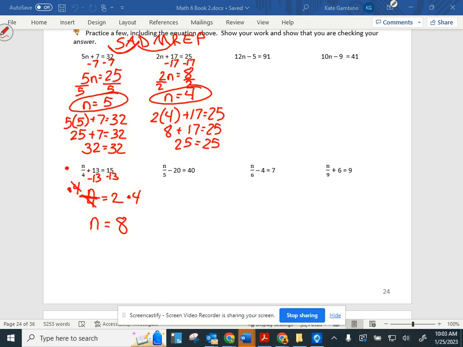So let's check it. I'm going to put 8 in for my n. 8 divided by 4 is 2. Plus that 13 equals 15. 2 plus 13 is 15. 15 equals 15. That is a true statement.